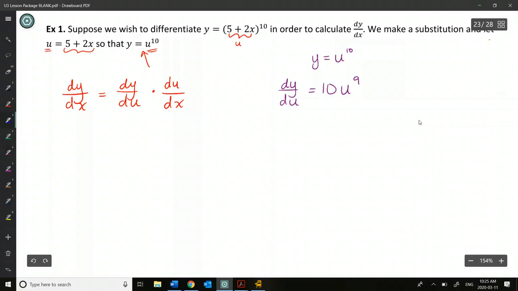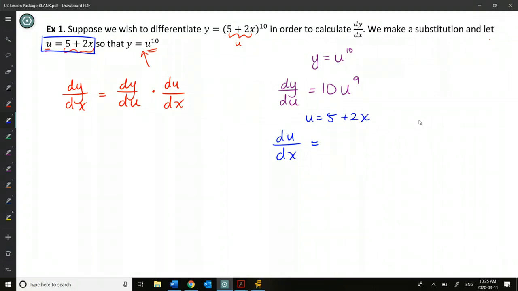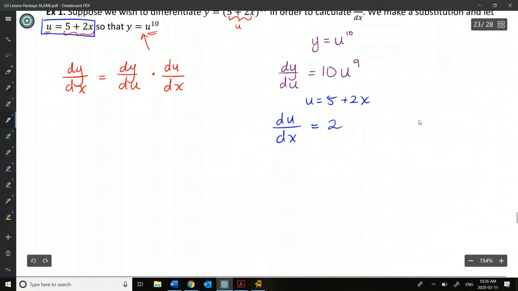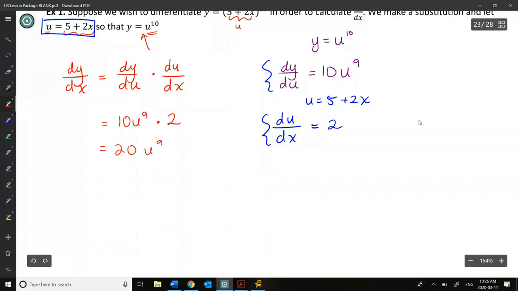Okay, and then if we look at our second function, which is u and x, I want to find du over dx. So using this function here, what is the derivative of the function u with respect to x? It's just 2. Okay, so now that we have these two pieces here, we can actually use this idea. So I found dy over du, it's 10 u to the 9. And I found du over dx, it's just 2. So that actually gives us 20 u to the 9.